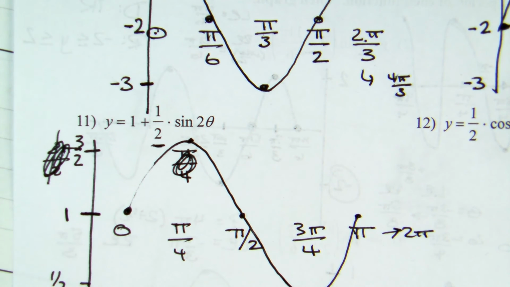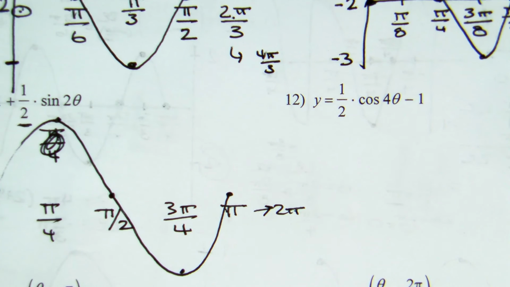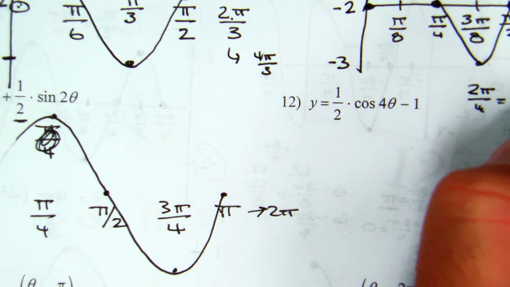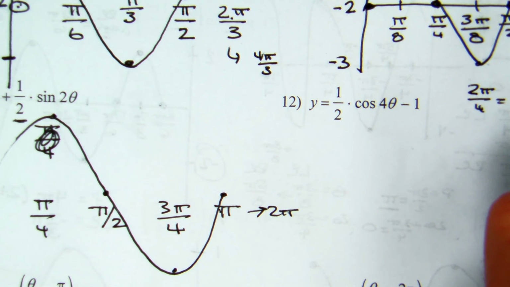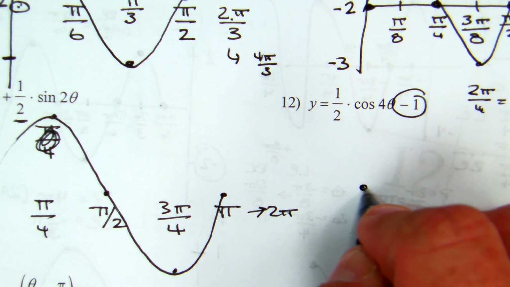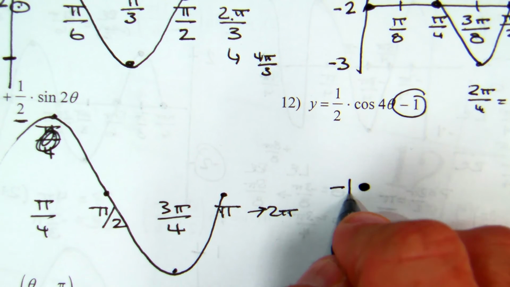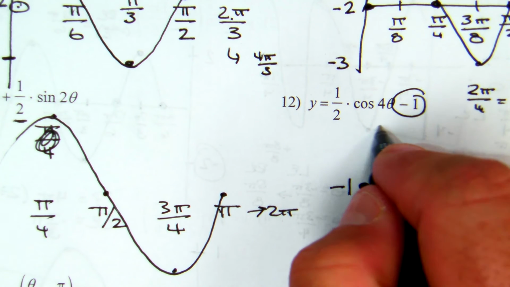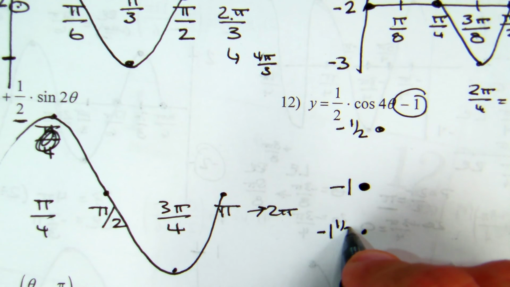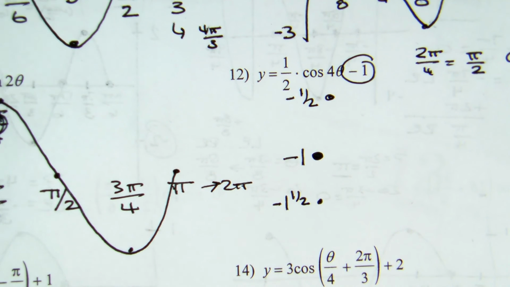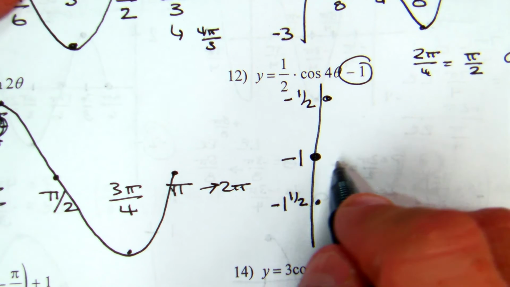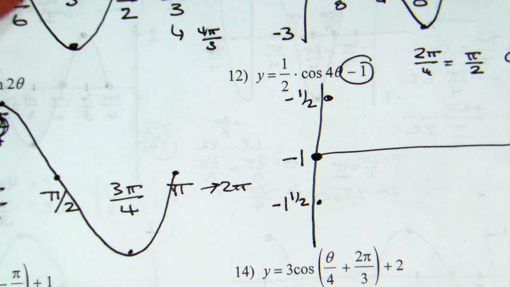The only difference between that one and the next one, obviously it's cosine, so the shape's different. Period's 2 pi over 4, which is pi over 2. Amplitude is 1/2. And then I've got the -1. So if I'm starting here, that's my -1. I go up the amplitude, which puts me at negative 1/2, down the amplitude, which puts me at negative 1 1/2 or negative 3/2, depending upon how you want to write it. So there's my vertical axis. There's no shift, there's no parentheses. So there we go.